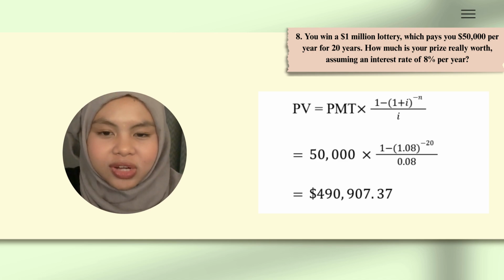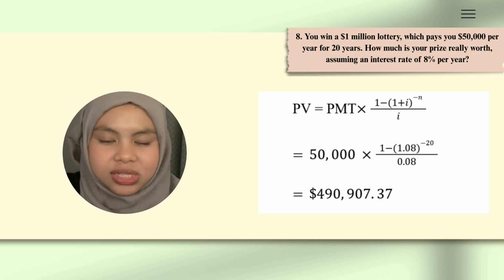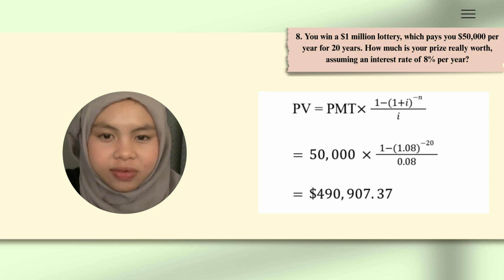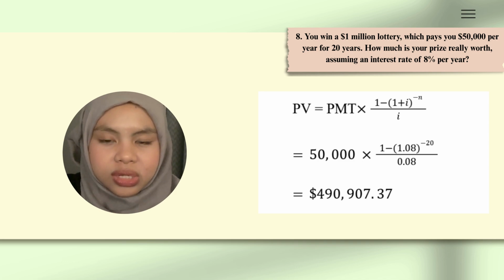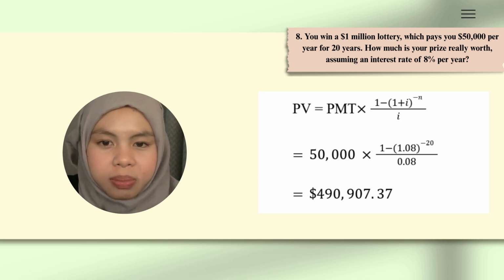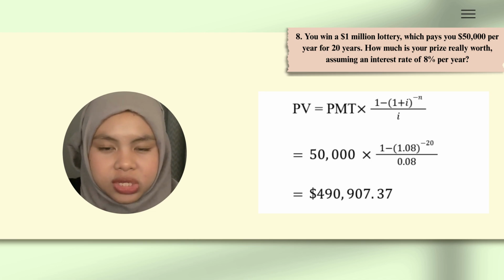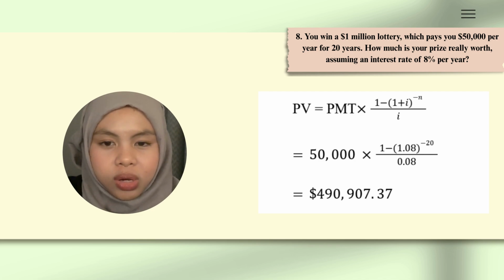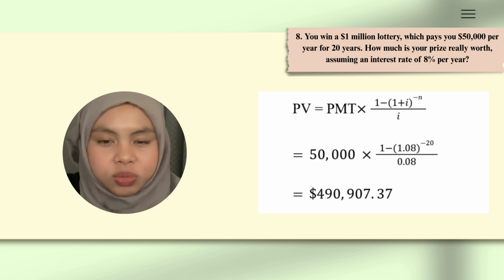Hi, my name is Fitra Alia binti Aliuddin with matrix number BB231107. So for question 8, the lottery claims to pay $1 million, but instead of giving the money all at once, it pays $50,000 every year for 20 years. The important point is we are not receiving a lump sum, we are receiving annual payments, which means the real value must be discounted to the present.